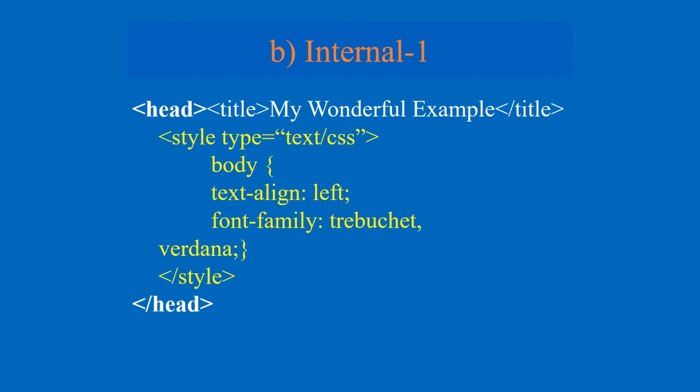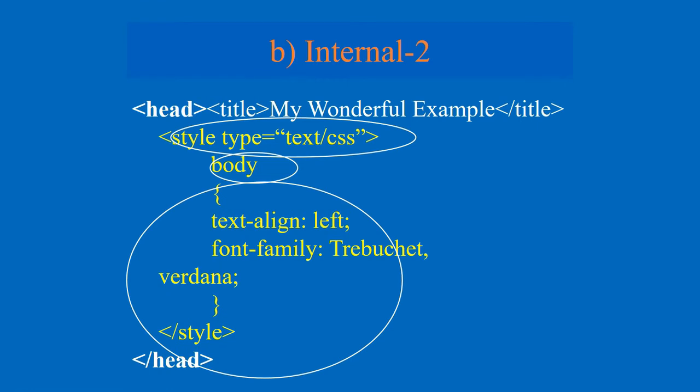In this example you see there are three parts: first round circle, second round circle and third round circle. The first one is the syntax. After opening the head, for the internal CSS we have to write style type equal to text slash CSS. Generally you write it after the closing of the title, but it should be after opening the head and before closing the head.